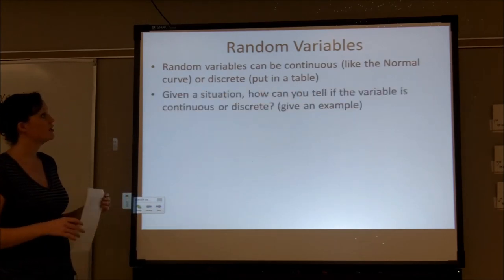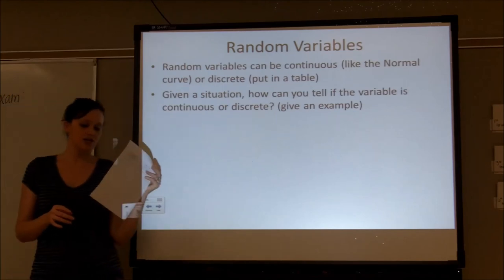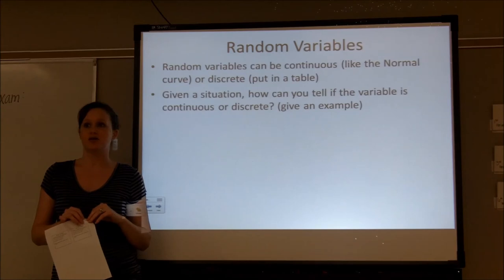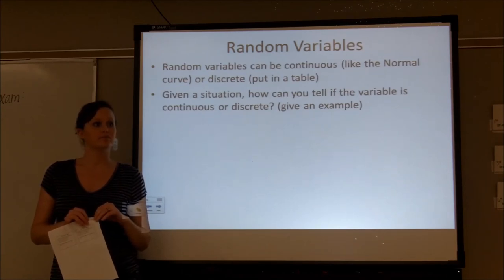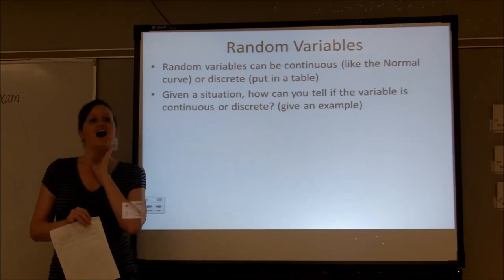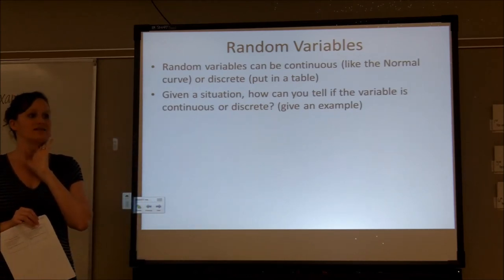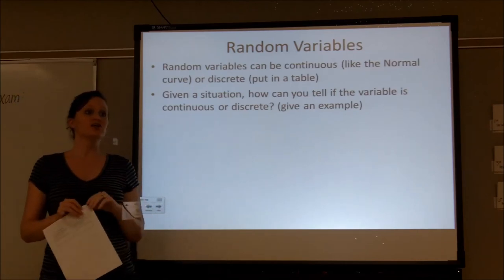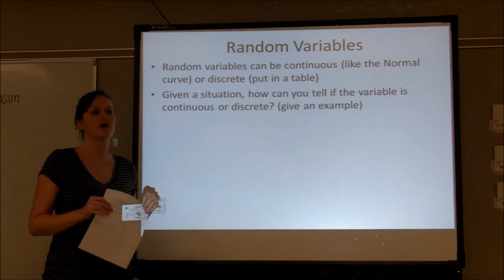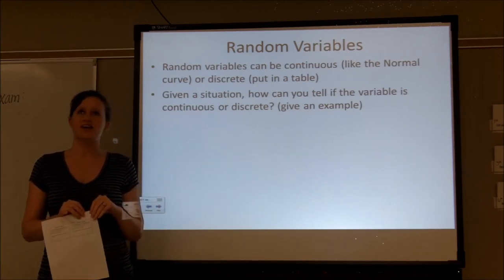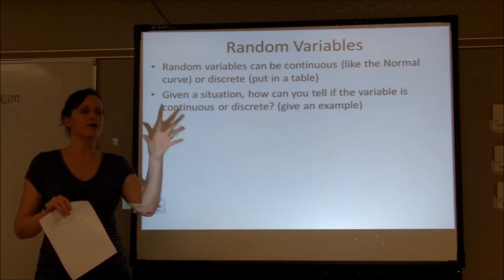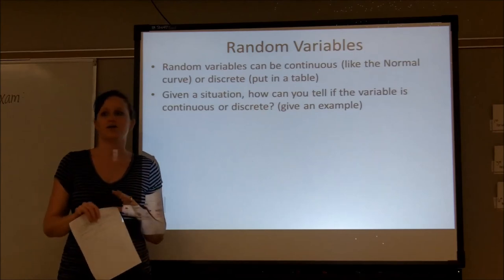Given a situation, how can you tell if the variable is continuous or discrete? What's the difference between a continuous random variable and a discrete random variable? Michaela? Continuous, quantitative, discrete. That's interesting. Not quite. So a continuous random variable definitely would be quantitative, but a discrete random variable is also quantitative, although sometimes it helps to think of it as a categorical random variable. I mean a categorical variable, but for now let's say that they're both quantitative. I don't want to confuse the situation.